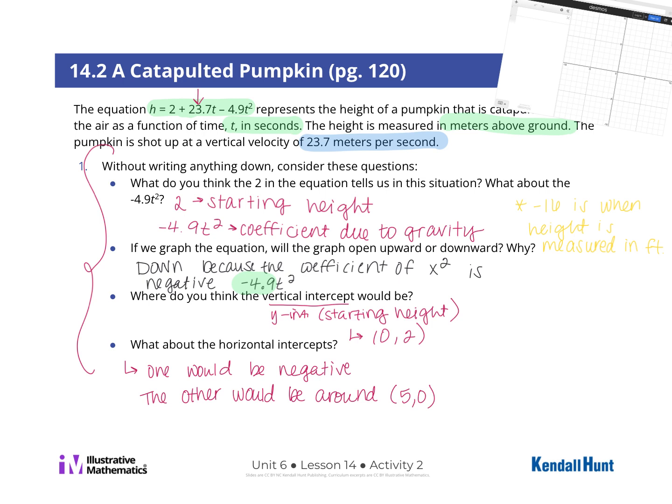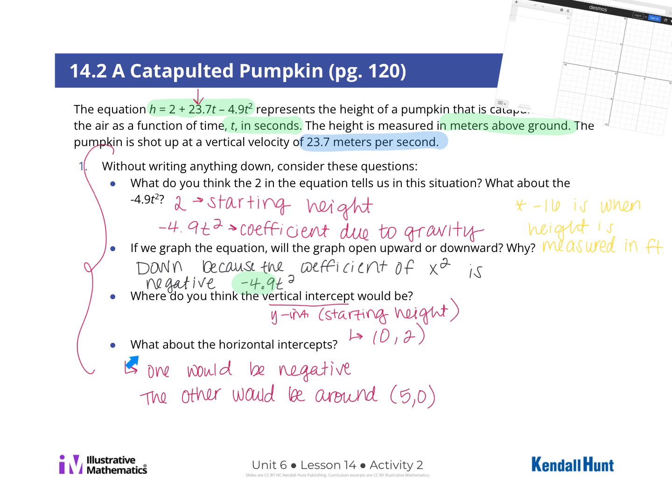Second question, our graph would be opening down because the coefficient of x squared is negative. So yesterday we played around with some different values, and every time we had a negative in front of that x squared or t squared in this problem, our graph would open down. Vertical intercept is just another way of saying y-intercept, which again is our starting height, which is 0, 2.